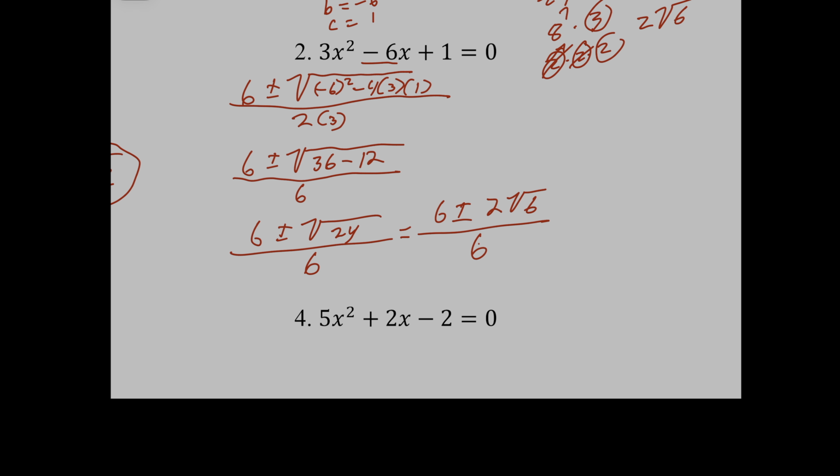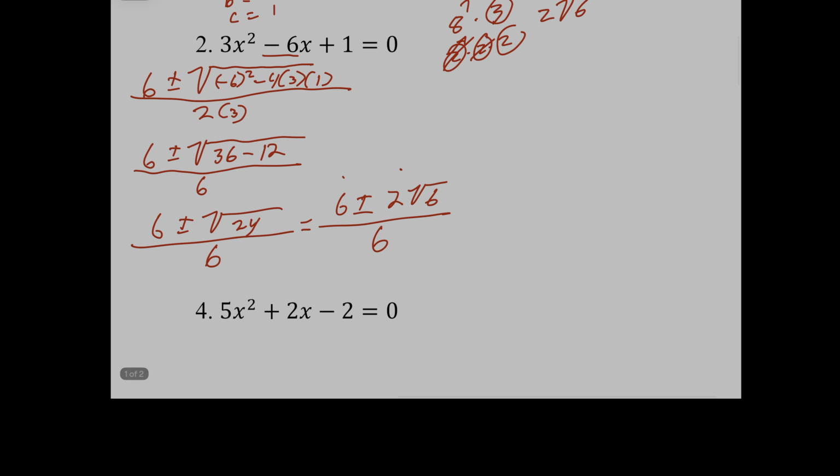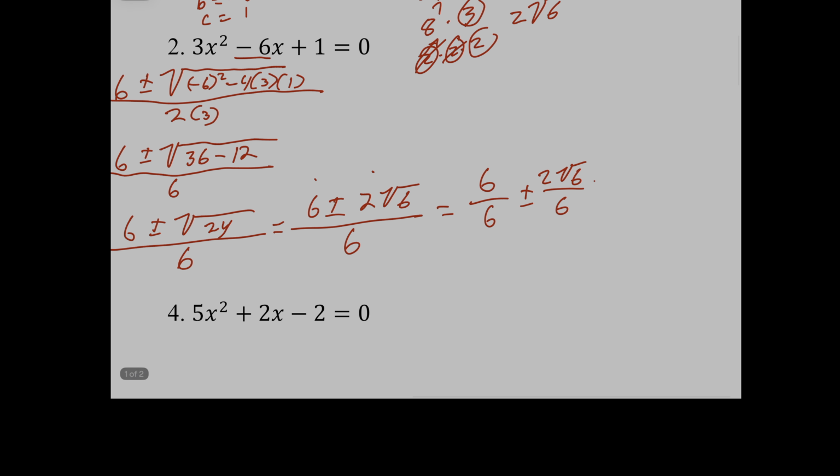Now, when I do that, I can reduce with the 6, but I have to do what's on the left and what's on the right, okay? I think it might be better, at least for early on, for me to write it separately. That's 6 over 6 plus or minus 2 root 6 over 6. And that's going to equal 1 plus or minus root 6 over 3, okay?